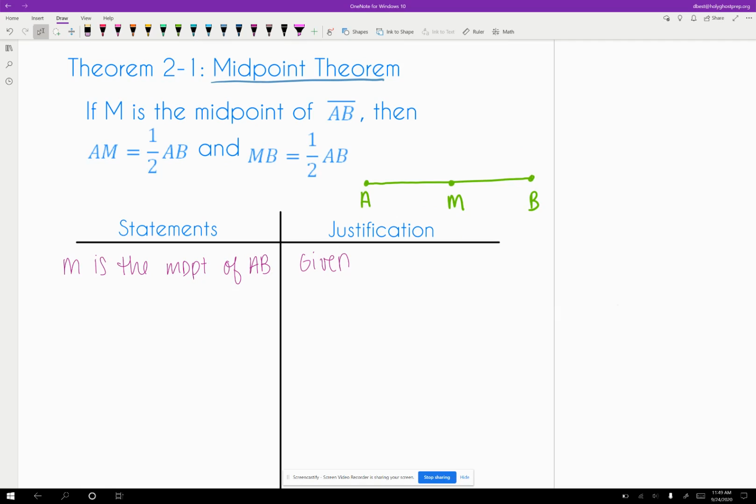If I think about setting it up as an equation, then I'm probably going to use my segment addition postulate. And that's what I'm going to do as my second step. I'm going to say AM plus MB equals the total segment AB. And again, that's my segment addition postulate.